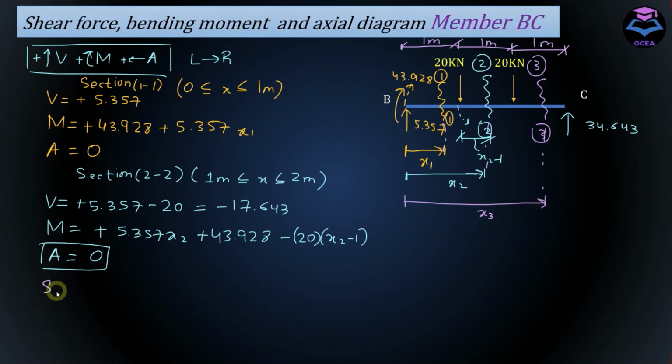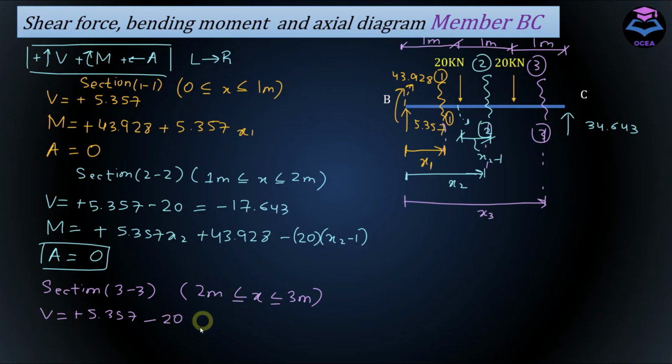And section 3-3 starts from 2 meter and ends at 3 meter. Using the same principle, stand on the section, see on the left hand side, take the algebraic sum of all the vertical forces. We have this 5.357 going upward, hence positive, and we have this 20 kilonewton force going downward along with this 20 kilonewton force, which is also going downward, hence negative. And shear force in this case is equal to minus 34.643.